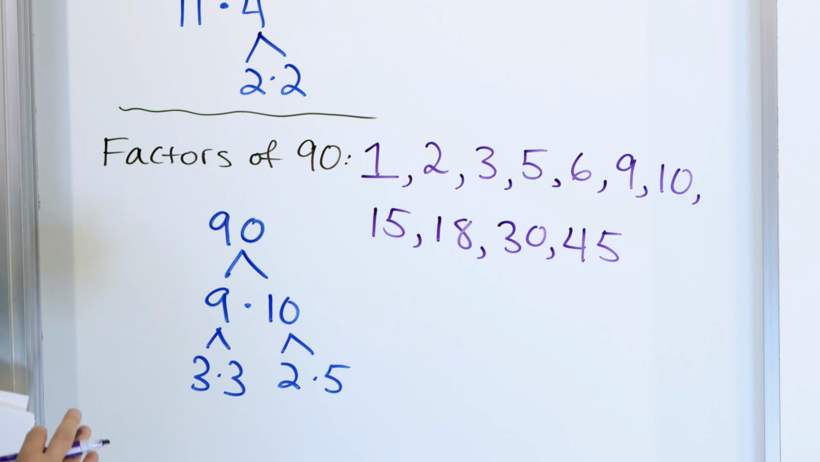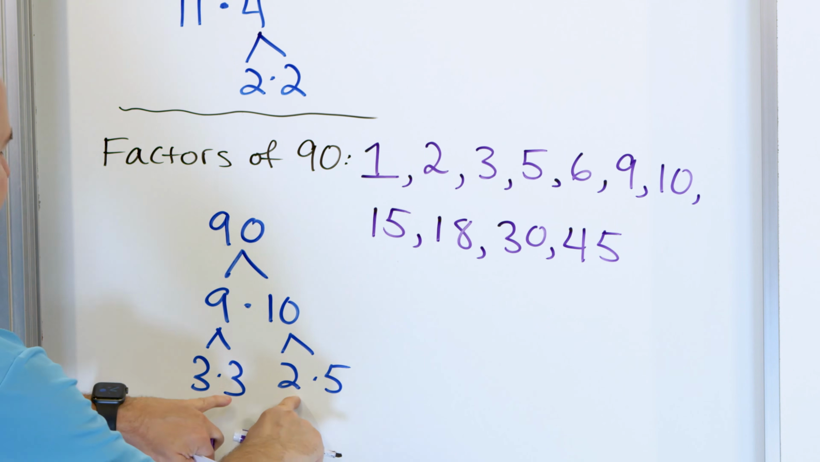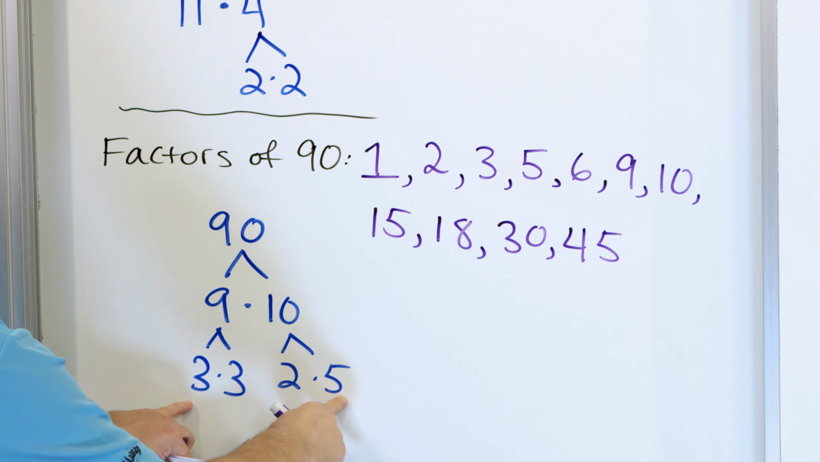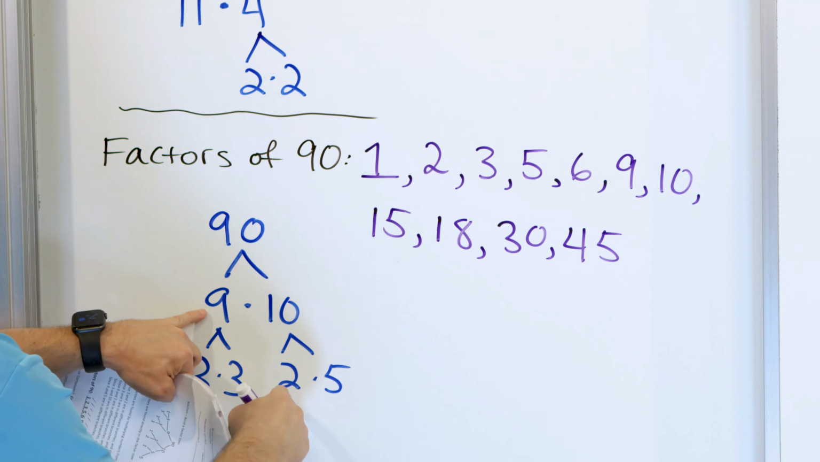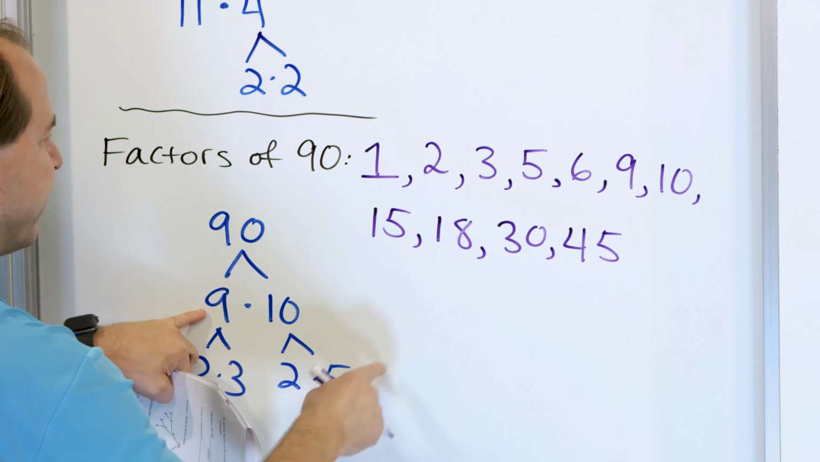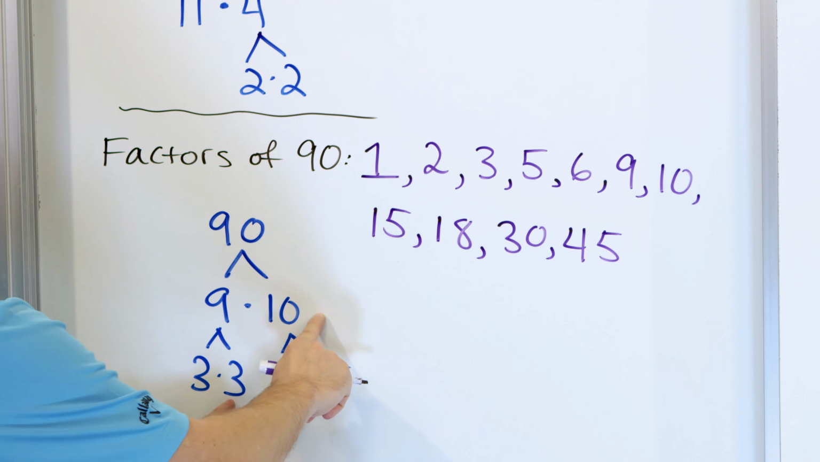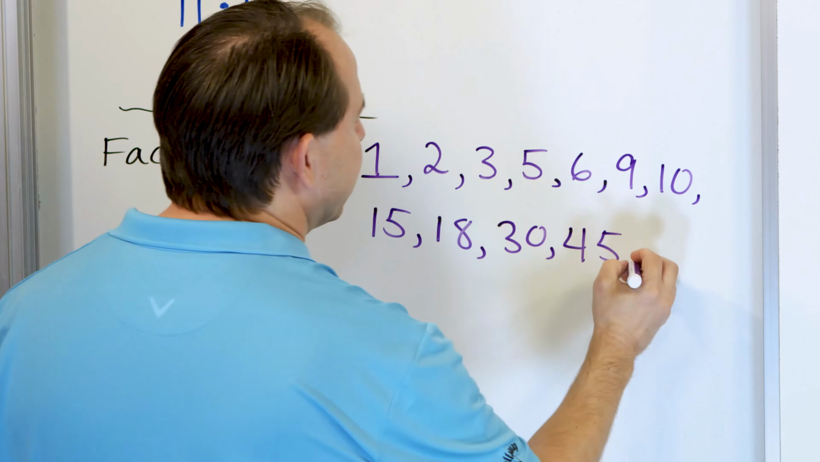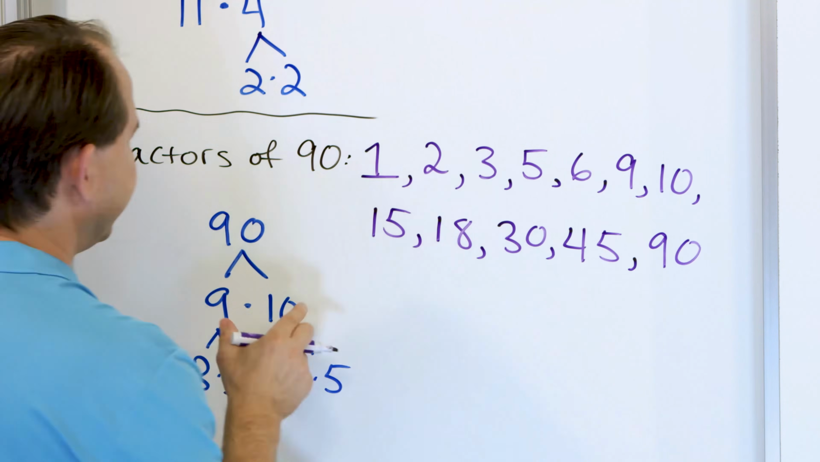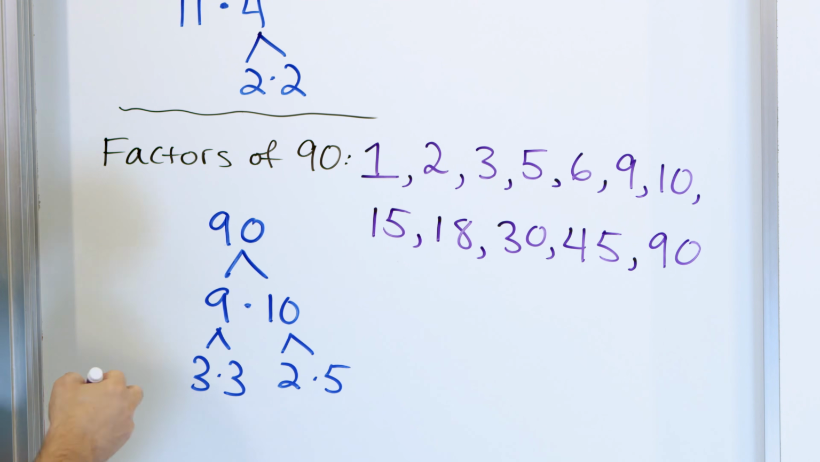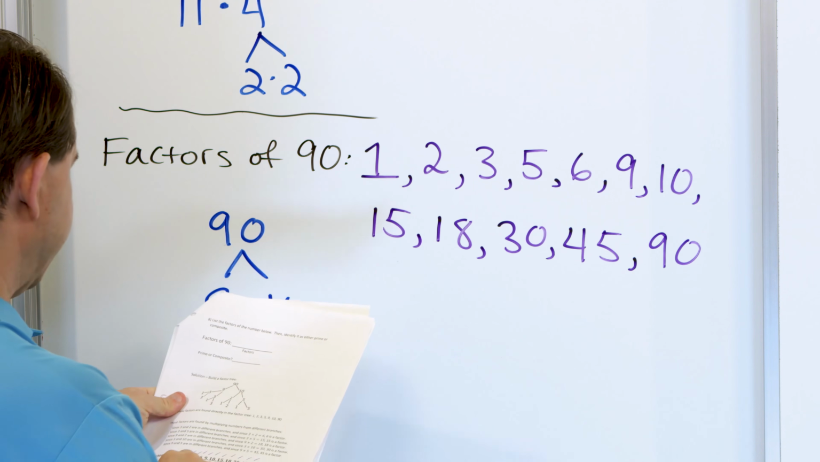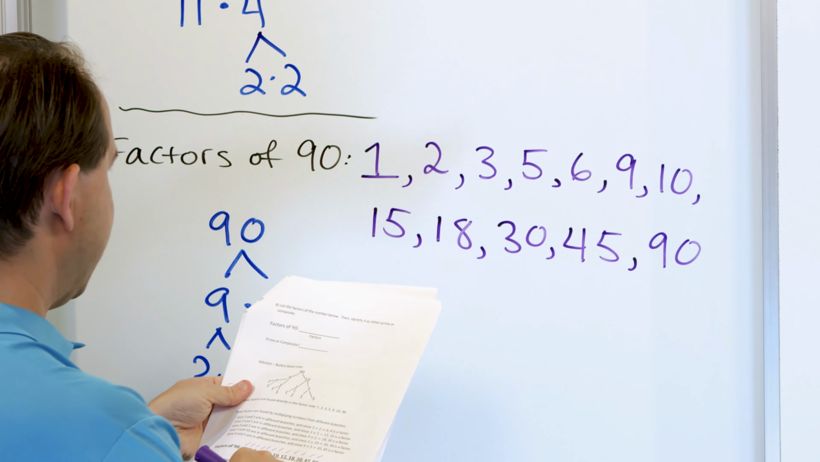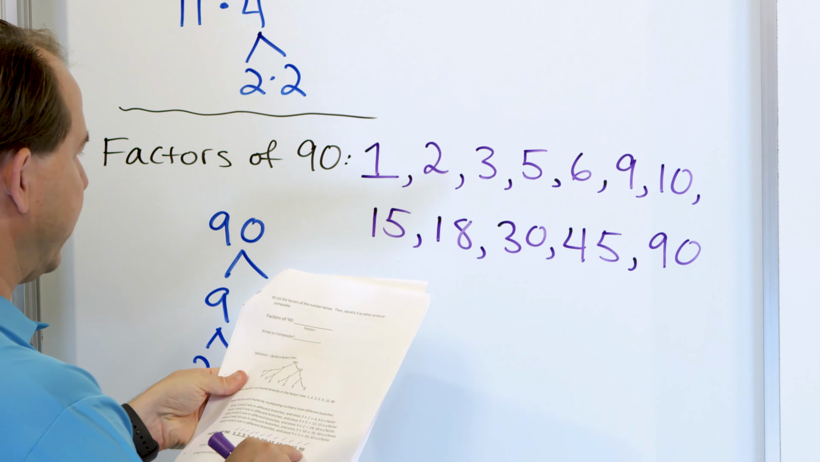And then I start thinking, I think I've pretty much got them all, because I've done 2 times 3 is 6, that's in there. 5 times 3 is 15, that's in there. 9 times 2 is 18, that's in there. 9 times 5 is 45, that's in there. 10 times 3 is 30, that's in there. I don't think there's anything else I can multiply. So the last number that's possible is just 90, the number itself, which is, again, 9 times 10. So I have 1, 2, 3, 5, 6, 9, 10, 15, 18, 30, 45, 90.